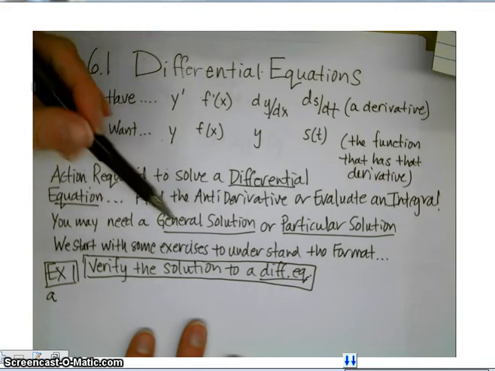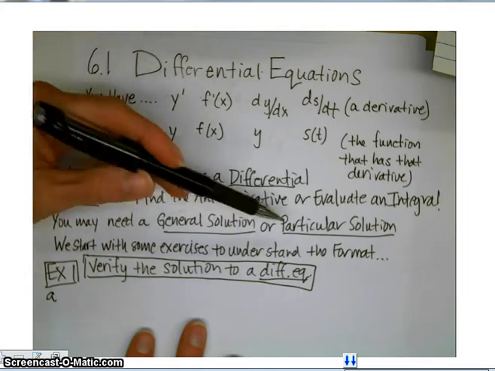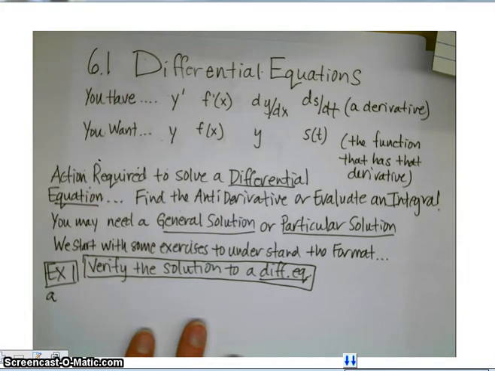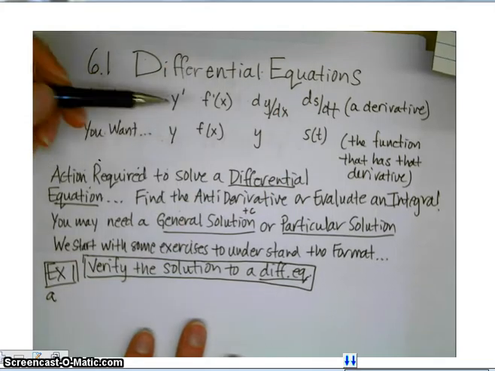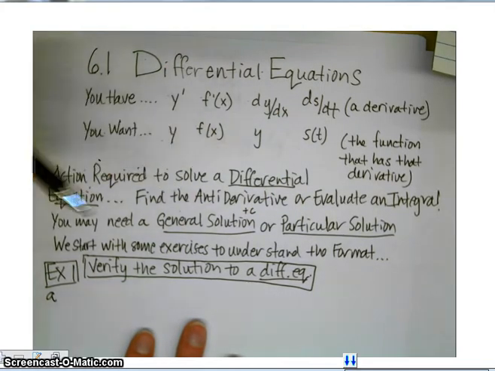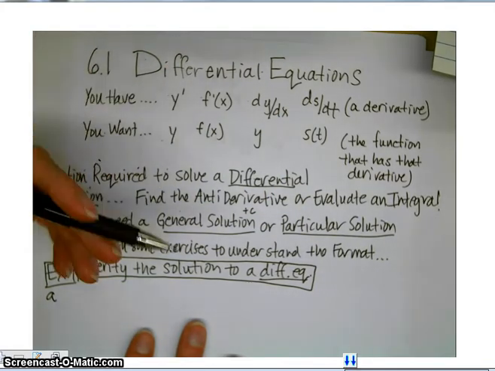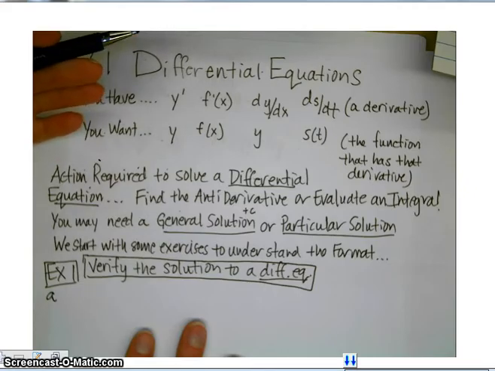You may be asked to find a general solution or a particular solution. A general solution will always have plus c. I don't know if you remember when we took antiderivatives or evaluated integrals, in a general answer we always included the plus c. That took care of the derivative of numbers, which was 0.